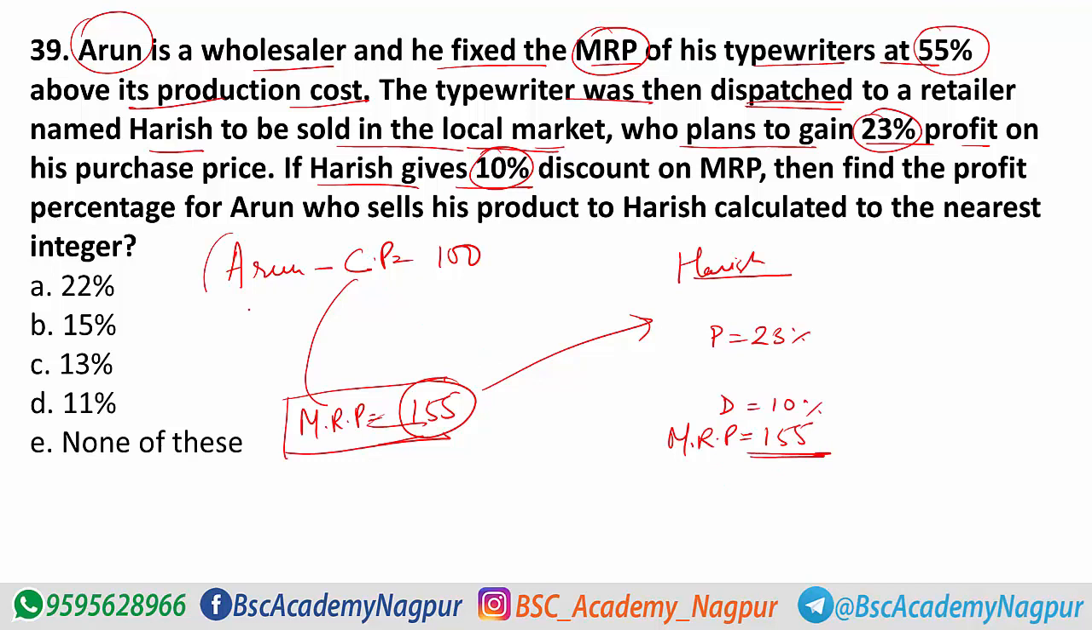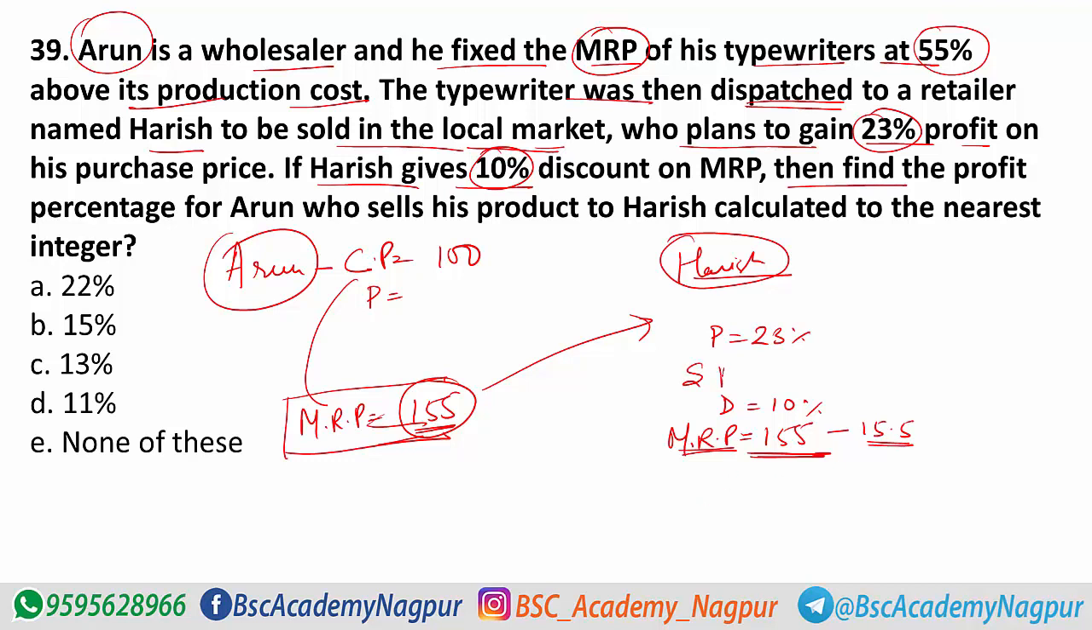What happened is Arun created this typewriter and marked an MRP of 155 and dispatched it to Haris. And Haris, on the same MRP, is giving a discount of 10% and having a profit of 23%. Okay, and then find the profit percentage of Arun. How much profit will this Arun make? We have to find this. Okay, so 10% discount on 155 will be how much? Minus 15.5. 15.5 is 10% of 155.